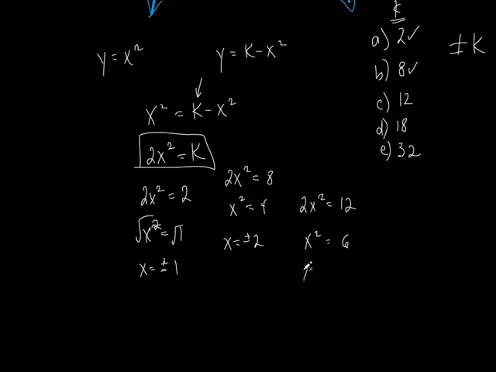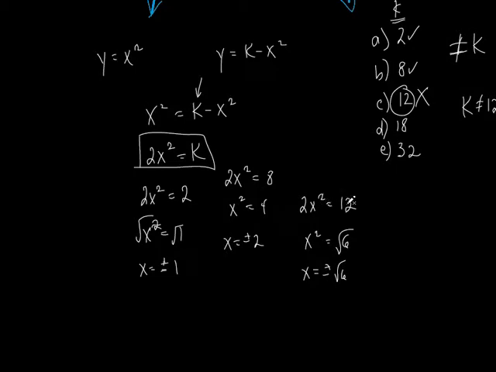Take the square root. Now look, if I take the square root of 6, it doesn't come out to an integer. It's just plus or minus the square root of 6. It doesn't come out to an integer. So can k be equal to 12? No, it can't, because my x value would be a non-integer number. So we cannot use that. The question says, which of the following cannot be equal to k? Well, 12 cannot be equal to k. So k cannot equal 12.